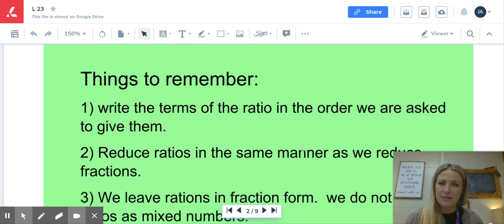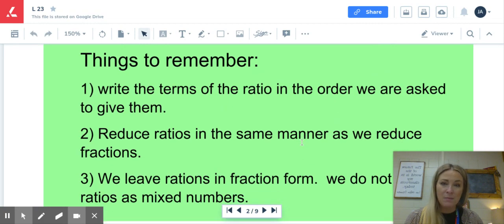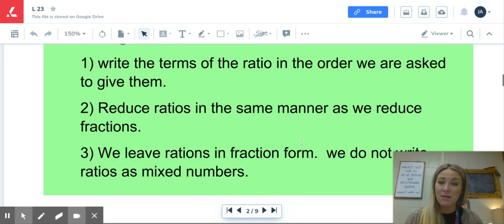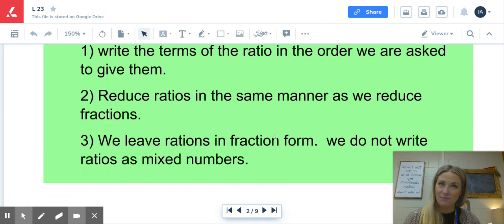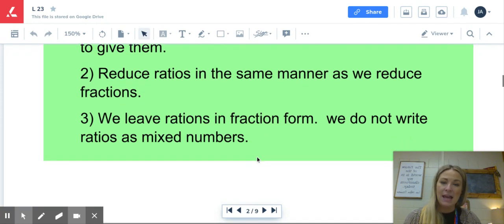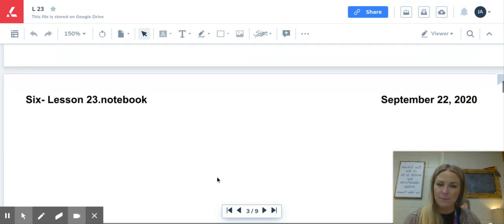Let's just take a look at these little notes. We write them in the order that we're asked to give them. Just said that reduce ratios, really important. And that is a typo, not rations. Ratios, leave them in fraction form. We don't leave them as mixed numbers. Yeah, if it looks like a fraction, it stays like that.